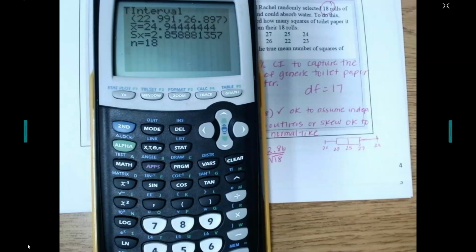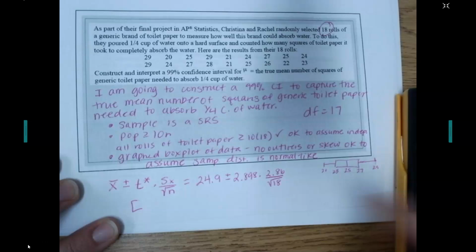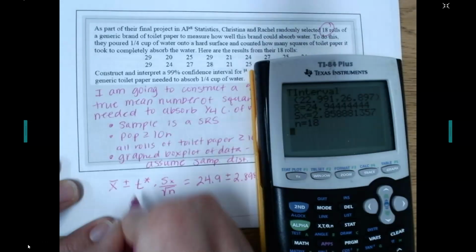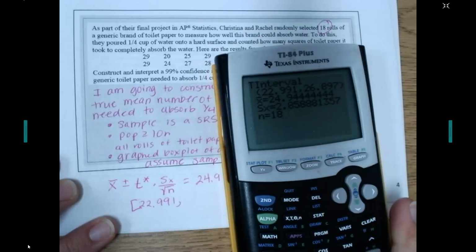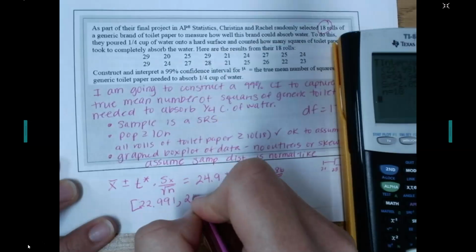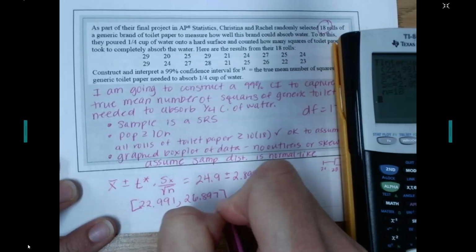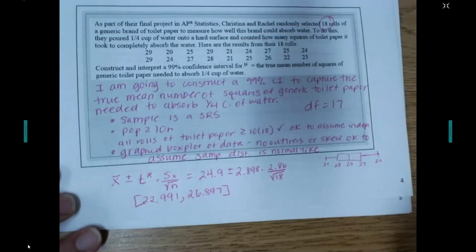Okay? So my interval, and because of the way it's done, I'll probably go ahead and go out all the way: 22.991 to 26.897. Okay? All right. And now we're ready for our conclusion.